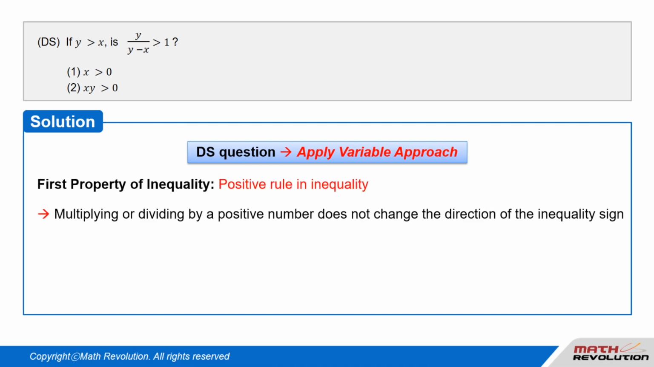First property of inequality. Multiplying or dividing an inequality by a positive number does not change the direction of the inequality sign. Positive rule in inequality.